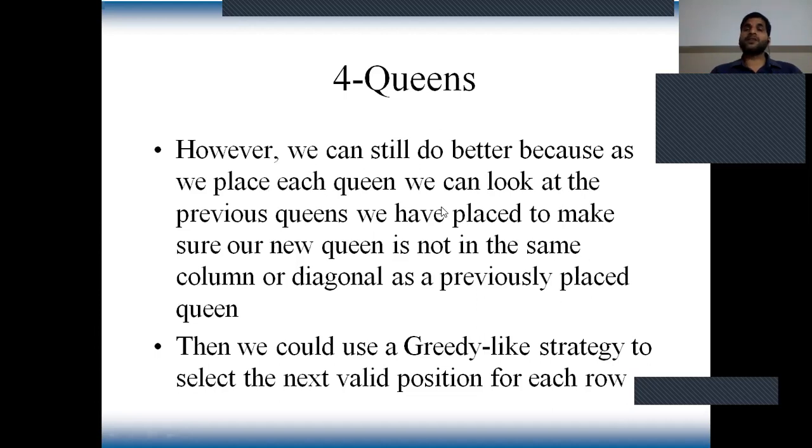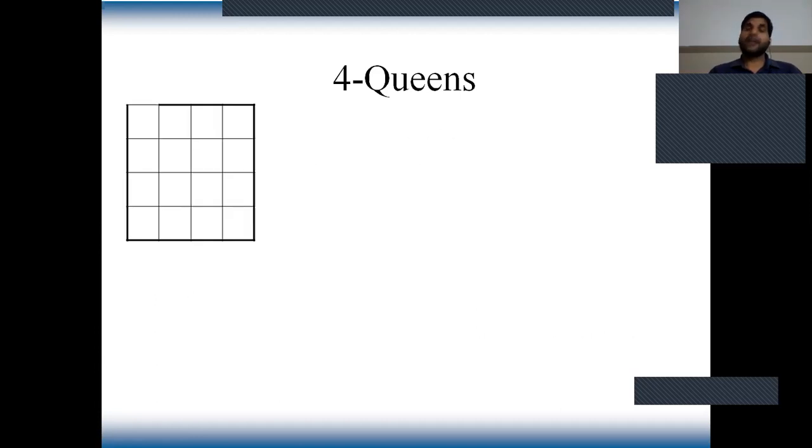However, we can still do better, because as we place each queen, we can look at the previously placed queens to make sure our new queen is not in the same column or diagonal as a previously placed queen, applying the backtracking approach. And second, we could use a greedy-like strategy to select the next valid position for each row. For example, in the 4 queens problem, we use a 4 by 4 chessboard.